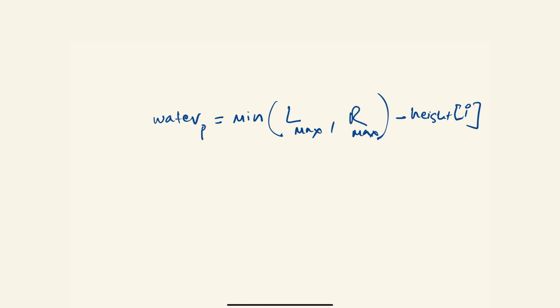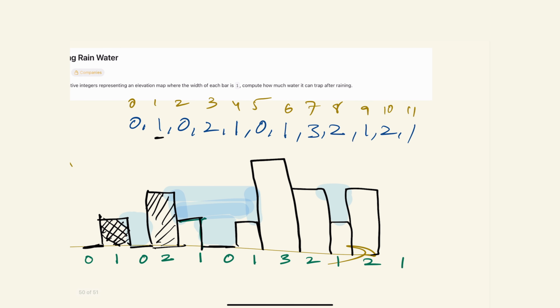Let's understand with the same example here, okay. Now I'm going to exercise with that formula. At this position I am here. The max on the right is 3 and the max on the left side is 0. So the minimum will be 0. 0 minus 0 will be 0. So here the answer will be, let me write in green, 0.